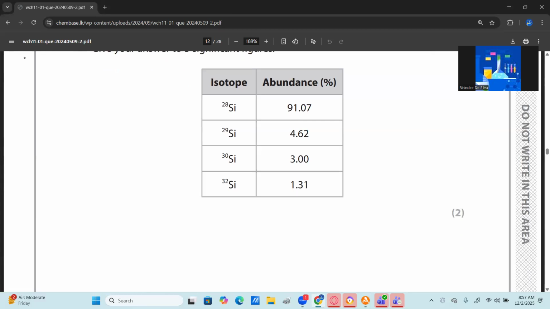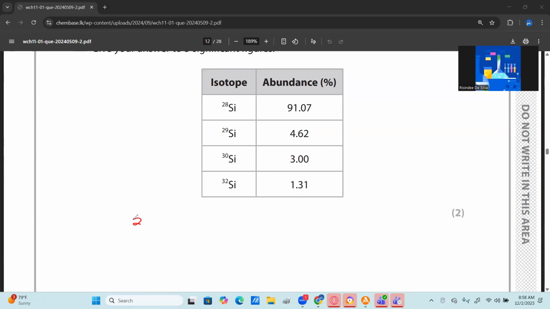First thing, children, when you get a question like that, calculate and see whether they have given all the percentages. So if you take 91.07, 4.62, 3, and 1.31, everything will add up to 100. That means only 4 isotopes are there.